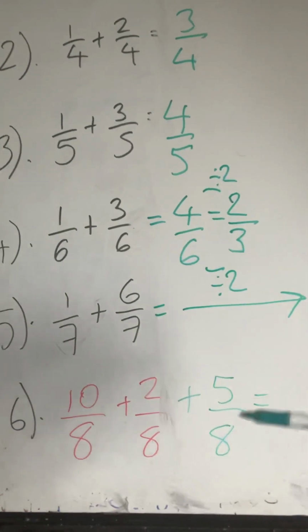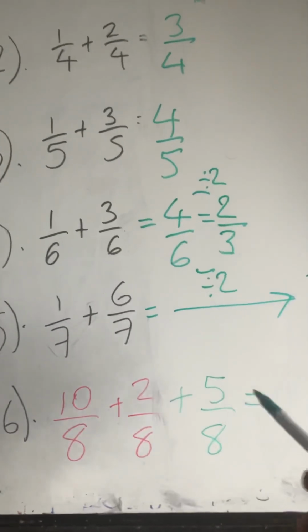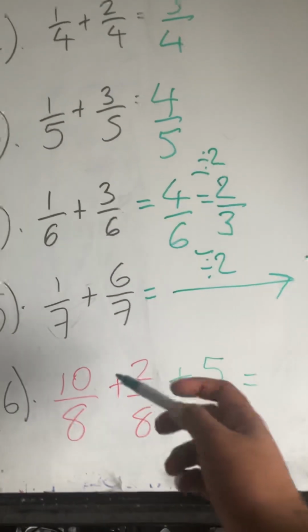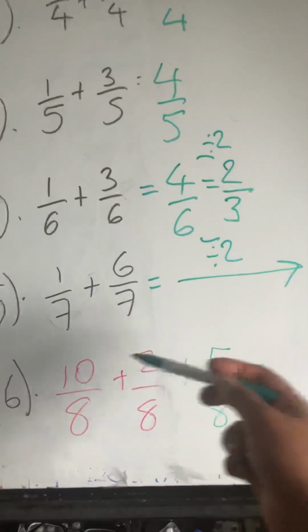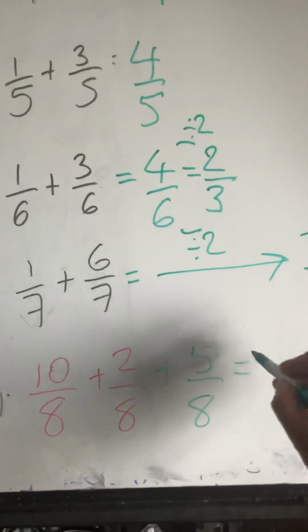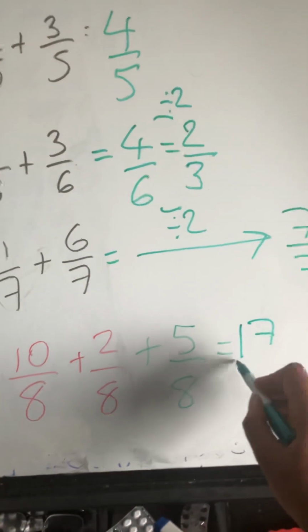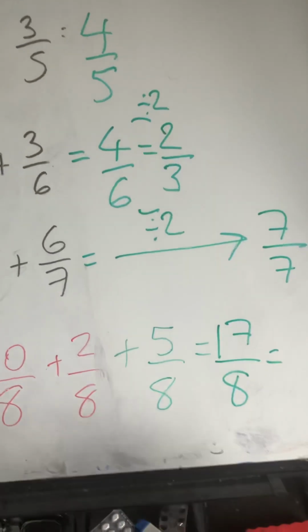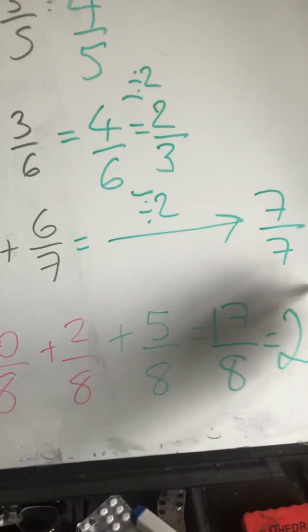Okay, last question, guys, for today's video. 10/8 plus 2/8 plus 5/8. Feel free to obviously pause it, have a go, and then press play. Okay, so working this out, 10 plus 2 is 12, plus 5 is 17, so I get 17/8. How many 8s go into 17? Well, that's going to be 2, remainder 1.